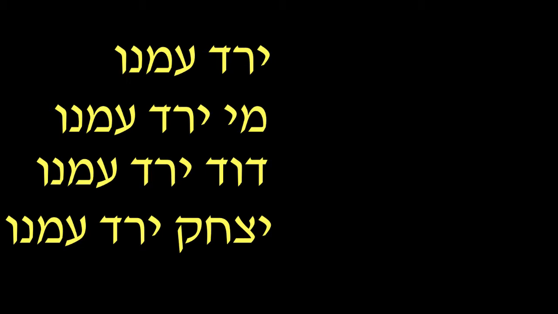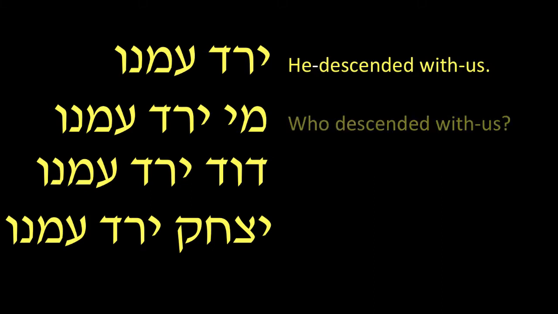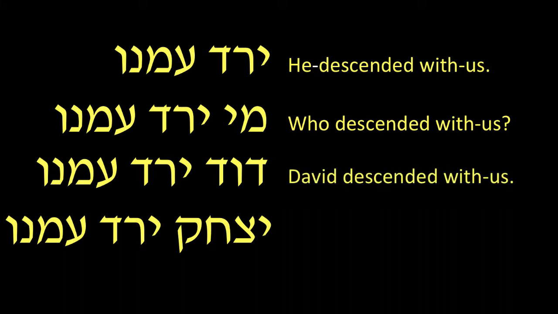Now, see if you can translate these Hebrew sentences into English now, because I think you can. Let's see the first one. He descended with us. You can just pause the video. Who descended with us? Pause the video again. David descended with us. And one more. Isaac descended with us. Now, I'd say that's pretty good. You're translating sentences now into Hebrew.